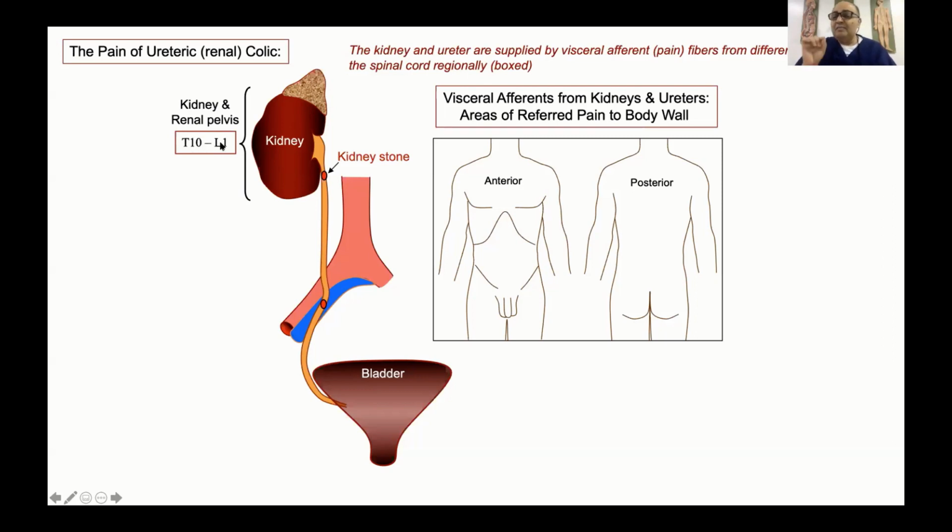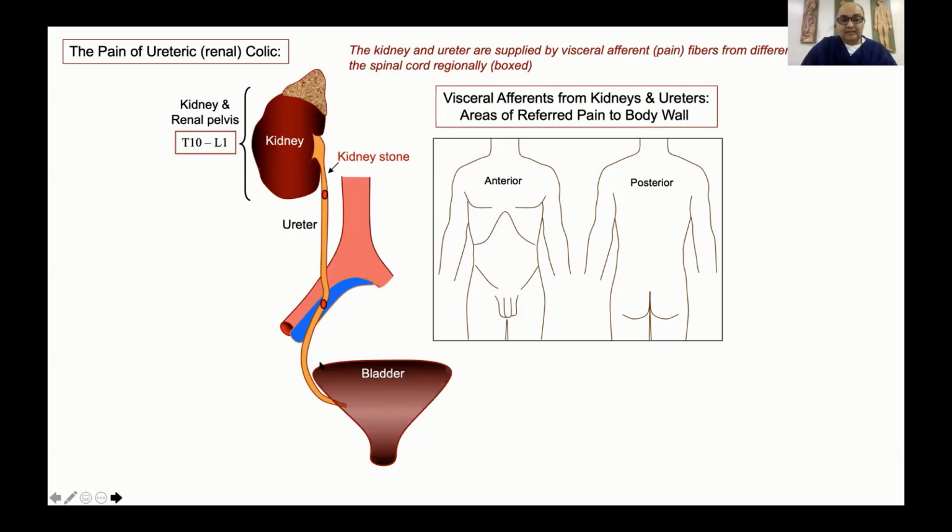Guys, these numbers, you may find some difference when you open different books, but it ranges from 1 to 2. It could be 9, it could be 11. So that's not rocket science. If the stone lies in this location, the pain will be experienced in this segment, which appears in this red box.